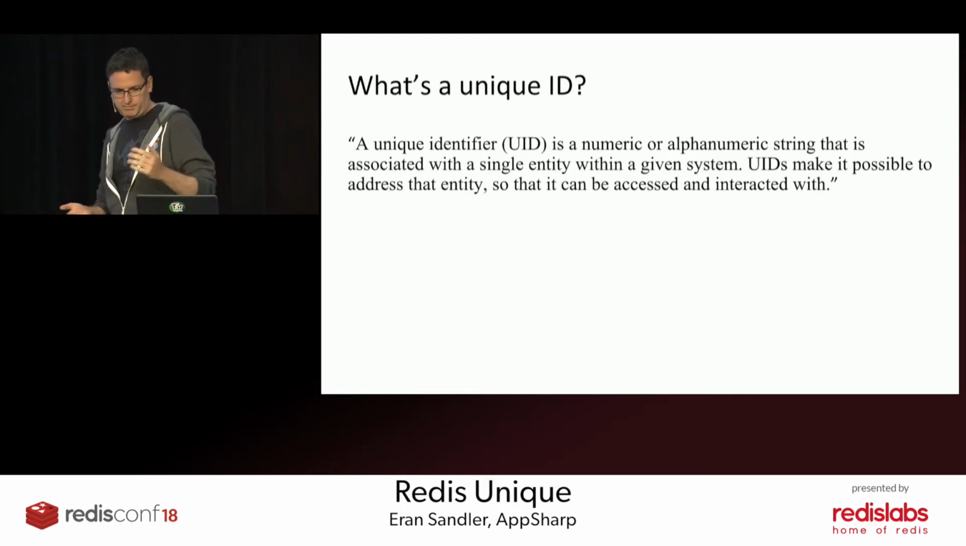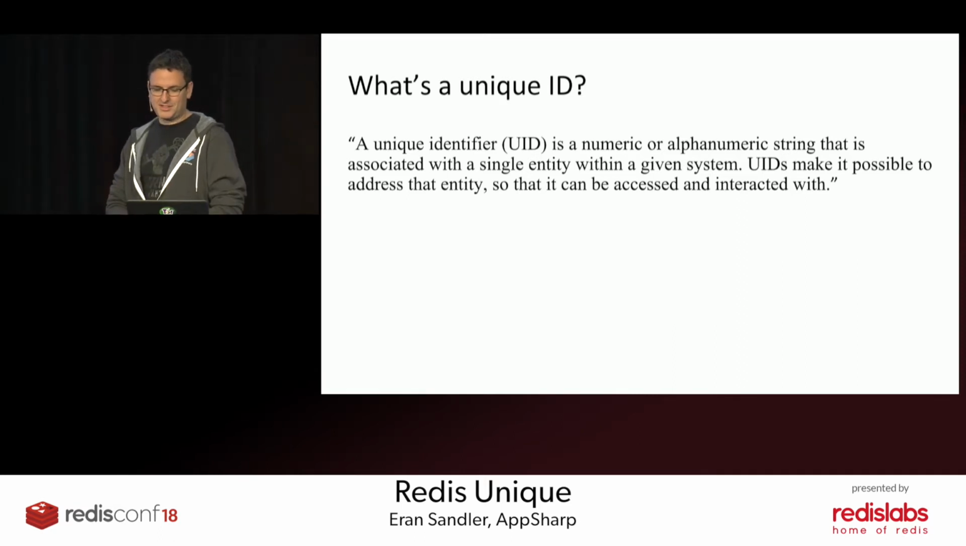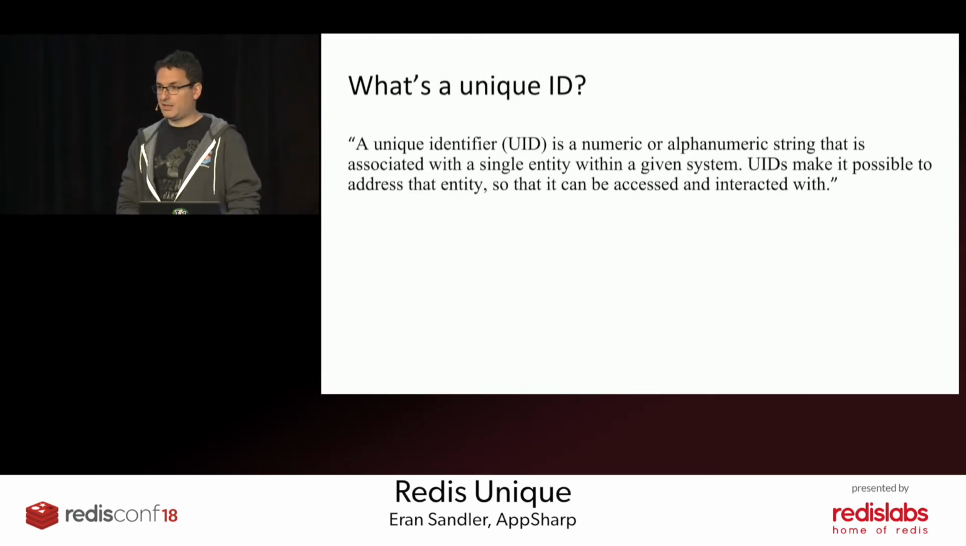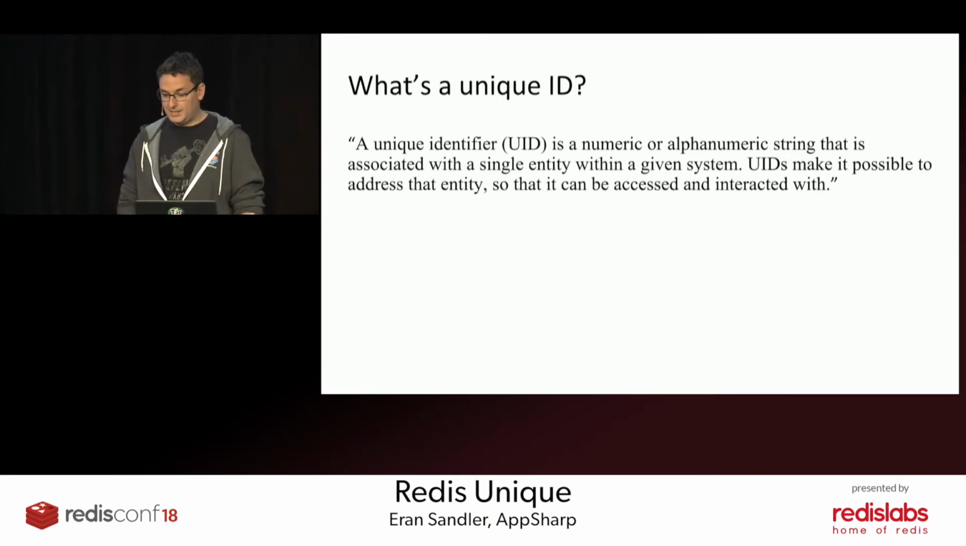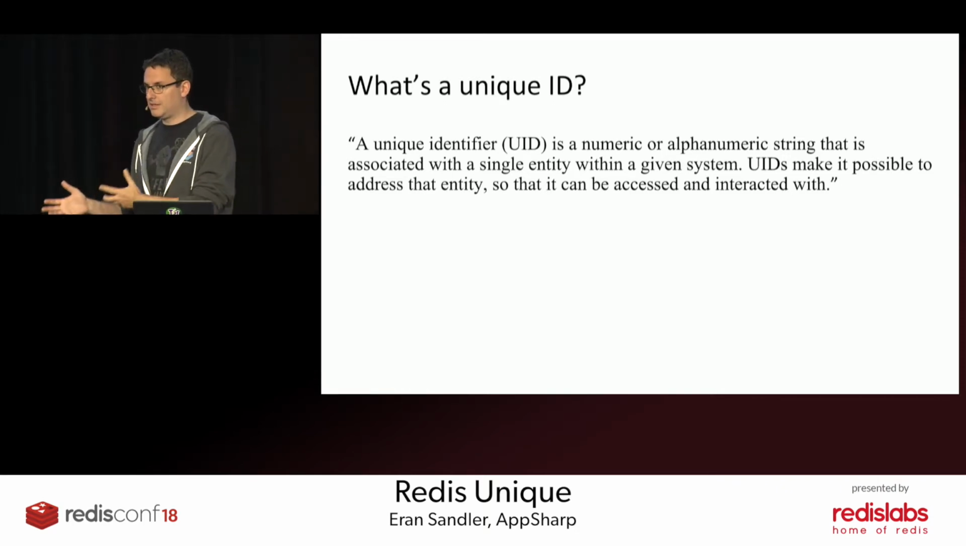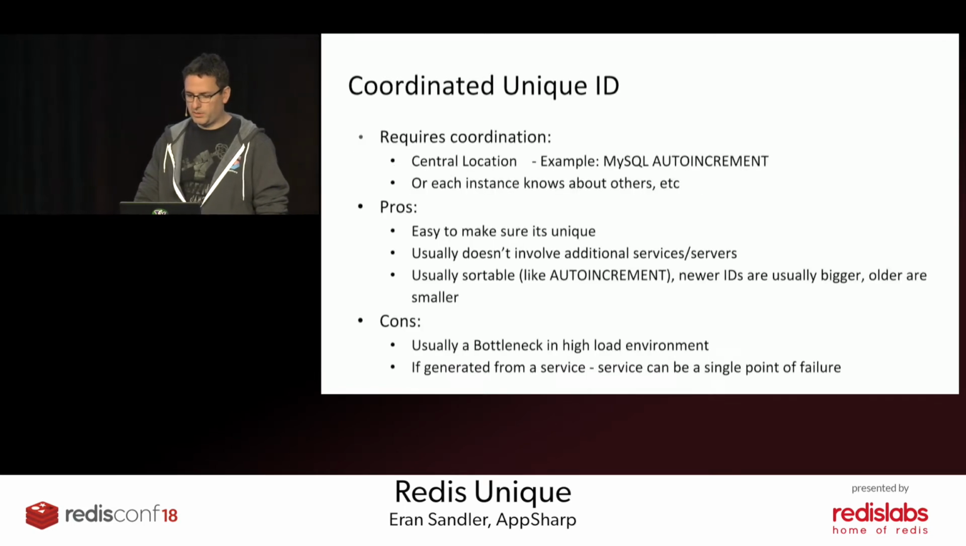A unique identifier is a numeric or alphanumeric string that is associated with a single entity within a given system. UIDs make it possible to address that entity so that it can be accessed and interacted with, which is basically any ID for every piece of information you store either in Redis or in your database. You need an ID to access it and make sure that that's the exact item or entity you're talking with.